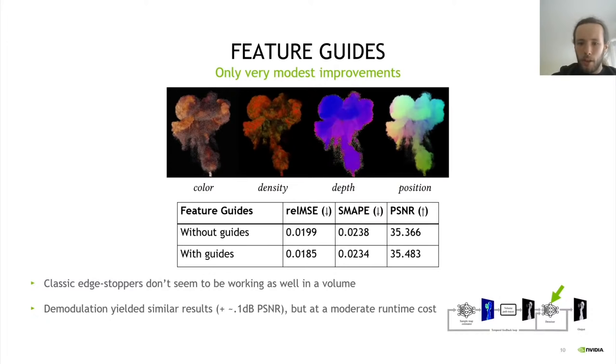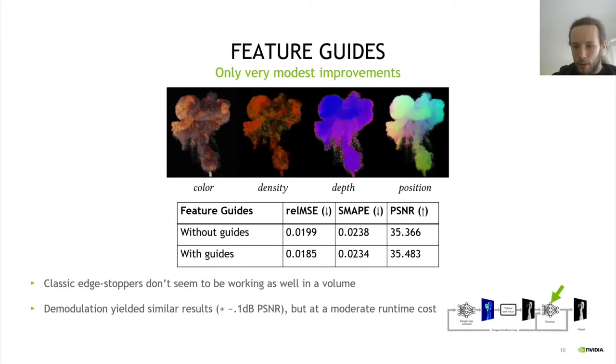And we also feed that information to the denoiser, which in the surface case usually helps a lot, because these feature maps can serve as edge stoppers for the filters, so you don't blur over edges or discontinuities. But we did observe some form of improvement in all 3 metrics that we observed, but they're very modest. So that's not the amount of improvement that we expected.